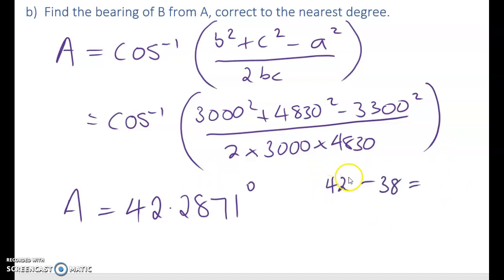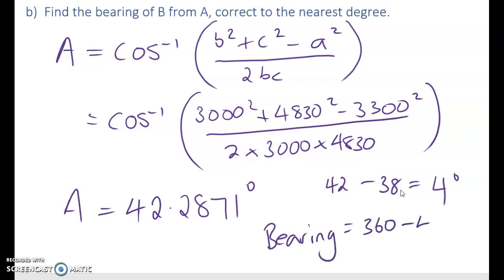Okay, so I'm going to round it off to 42 degrees because we can do it to the nearest degree. 42 minus 38 is 4 degrees. Now this means it's 4 degrees beyond, so 360 minus 4 degrees gives us our bearing, which will be 356 degrees true. That's our answer.